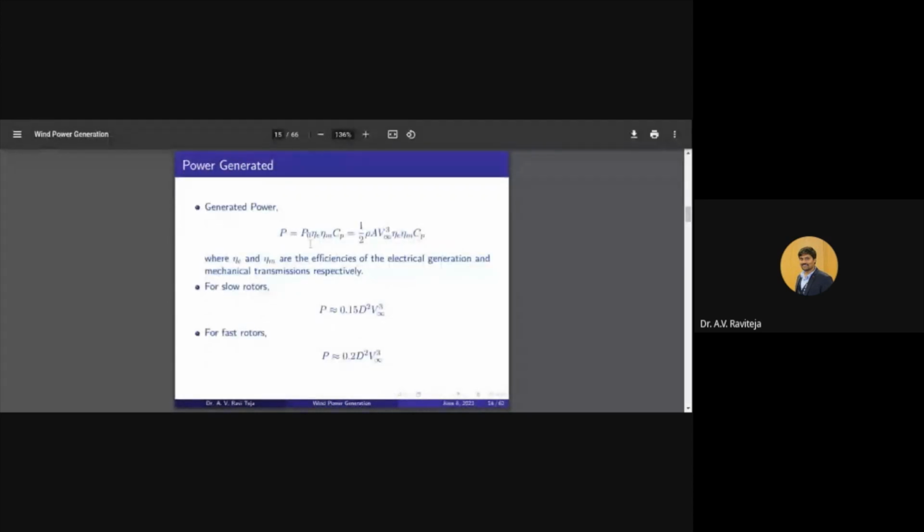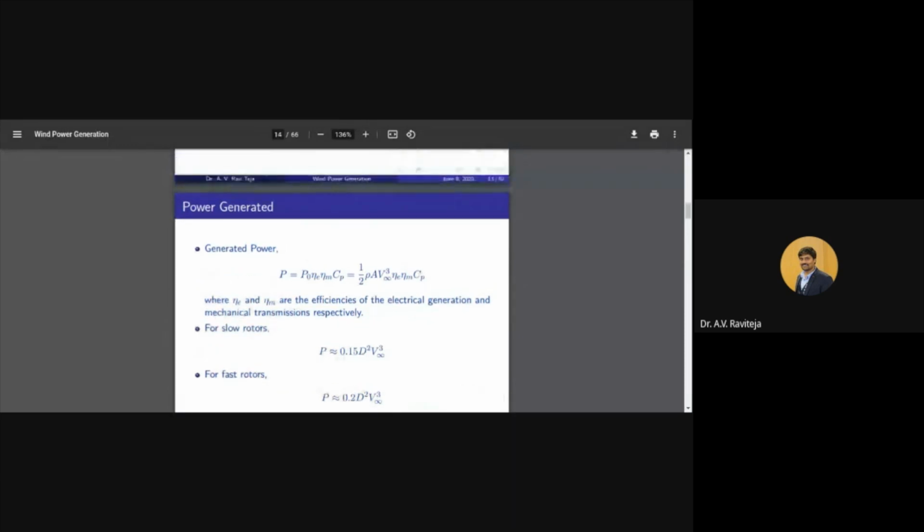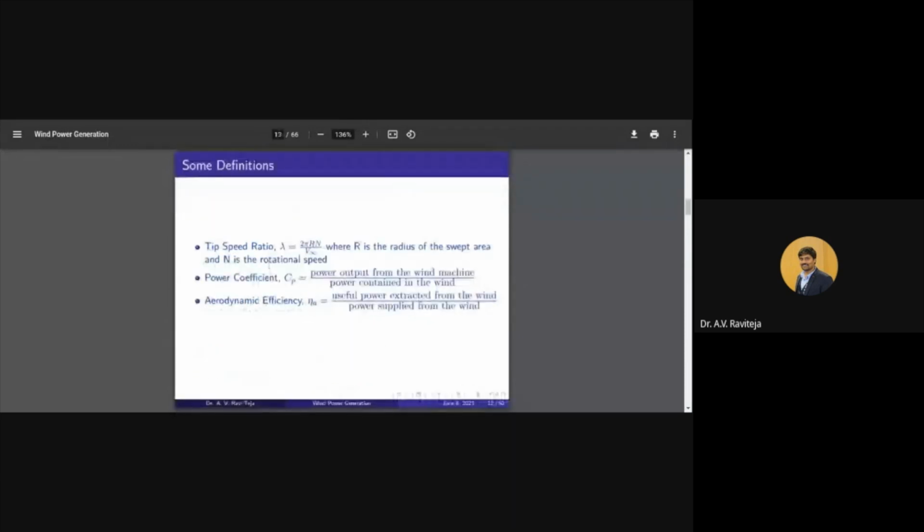So this is the formula for the power generated from the wind. Half rho A V infinity cubed is the power available in the wind, multiplied by the efficiency of electrical conversion, which covers the machine and converters, a squirrel cage induction generator and converters, and then the mechanical transmission from the gearbox. And Cp, we already defined Cp in the previous slides. Cp is the power coefficient.